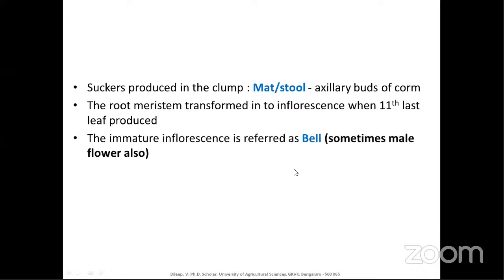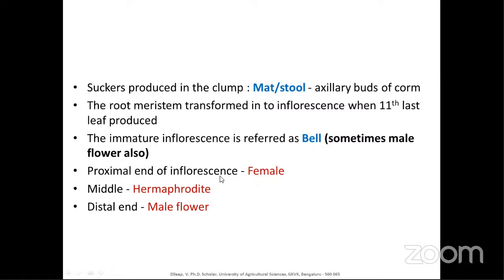And the immature inflorescence is referred to as the bell, okay? So the immature inflorescence, and sometimes the male bud also, both have a similar terminology, that is bell, okay? This is one of the important things that will be asked in the exam, that is, what are the positions of the flowers in the inflorescence, okay? In the proximal end, in the upper portion, the banana shoot is bent downward, it has negative geotropism. When it is bent, I'm not talking about the shooting upward, during that time, whatever flowers are in the proximal, that is the upper portion, those are the female flowers. And whatever flowers are present in the middle portion are bisexual flowers, and at the distal end, at the tip, whatever flowers are present in the tip are male flowers, okay?